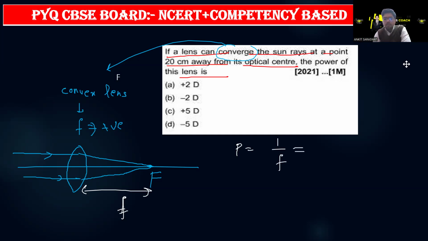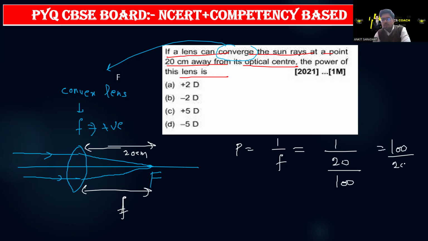Okay, now you can solve. This distance is what? They are saying 20 centimeter away. Already they have mentioned 20. Put focal length in meter. So it is 100 by 20, that is 5 diopter.